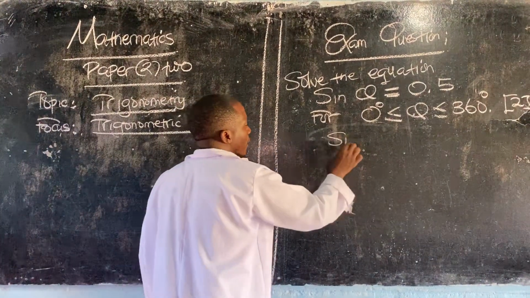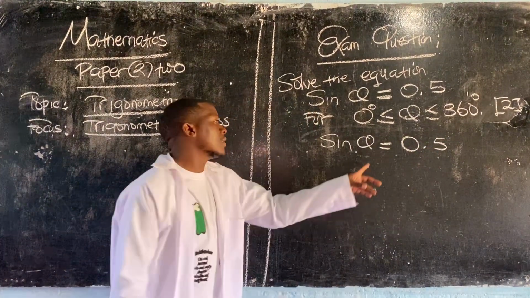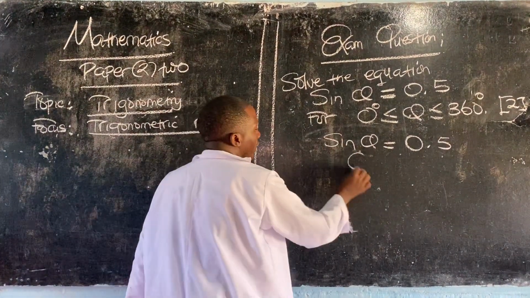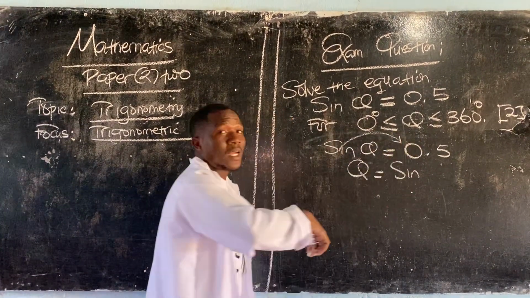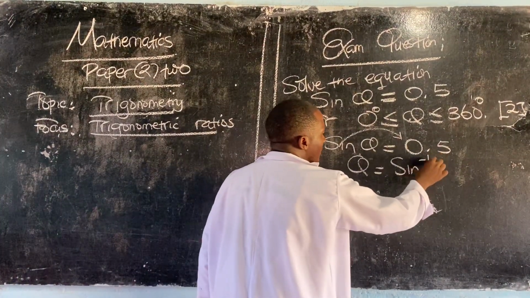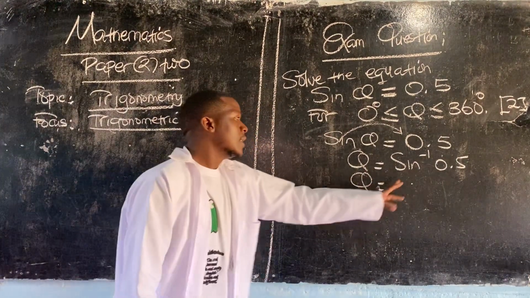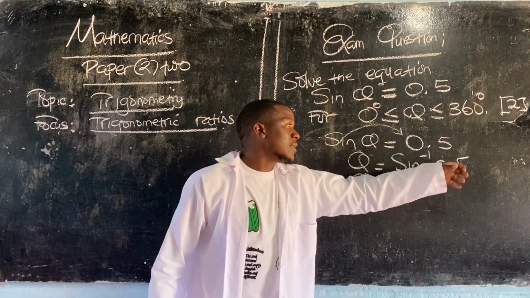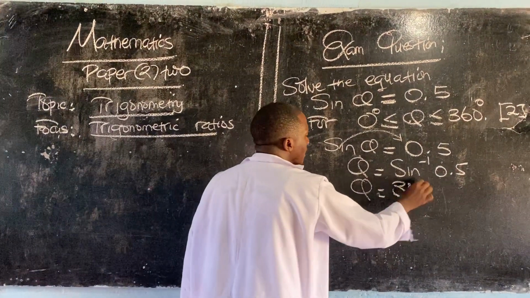So the first step, we're going to say sine theta equals 0.5. And since we're looking for an angle, we are to cross over this trigonometric ratio, where we're going to say theta equals sine. But when a trigonometric ratio does cross over the equal sign, it becomes an inverse, thereby having sine inverse of 0.5. Therefore, theta equals sine inverse of 0.5, mostly under the calculations that is in mathematics paper 2. This can give us a special angle being 30 degrees.